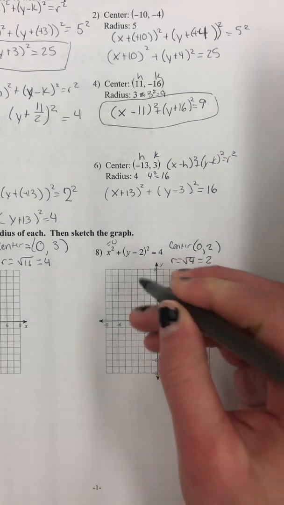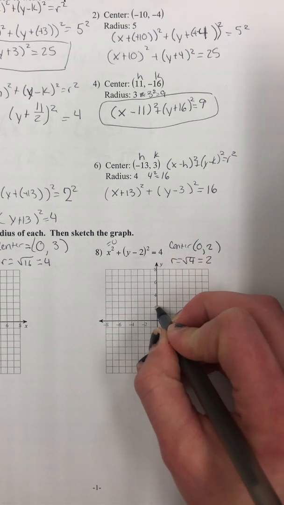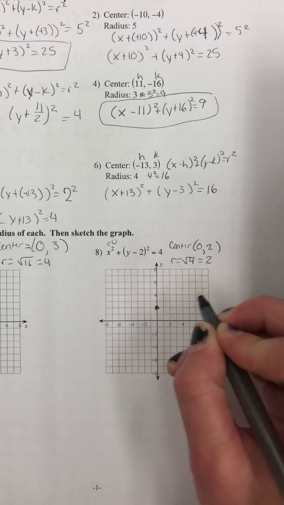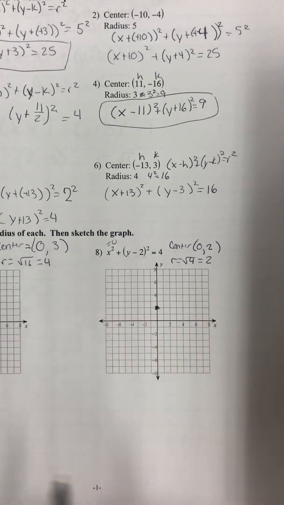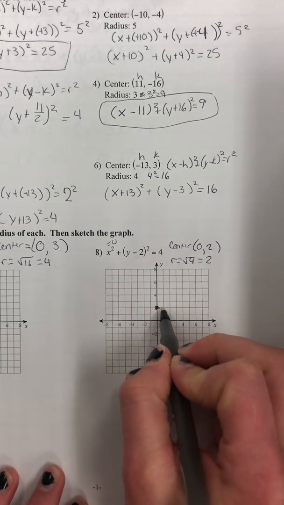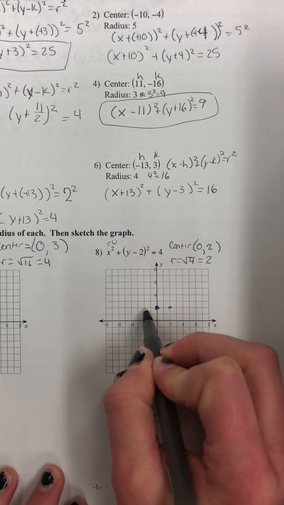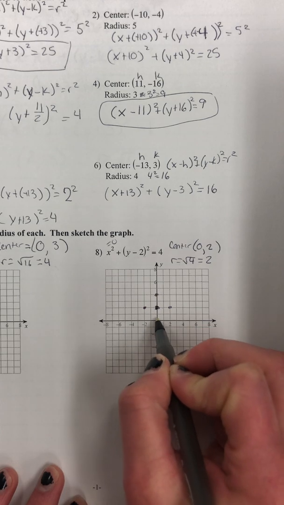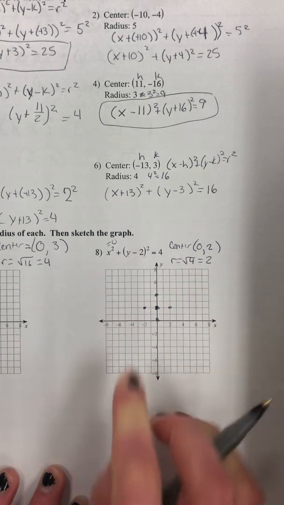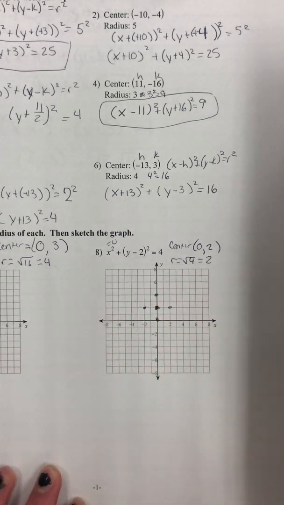So we're going to start off at our center. Our center is 0, 2. So that's our first point. That is going to be the center of our circle. Our radius is 2, so we're going to go all around it 2 units. I'm going to go 2 to the right, 2 to the left, 2 up, and 2 down. Remember, it's always going to be all the way around.